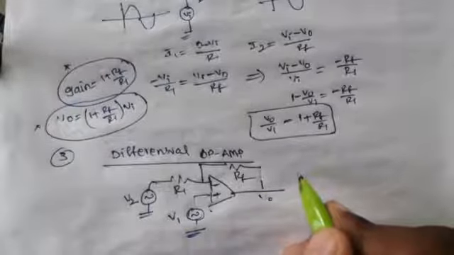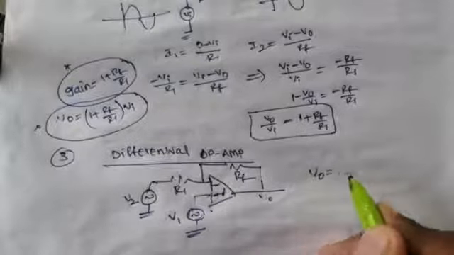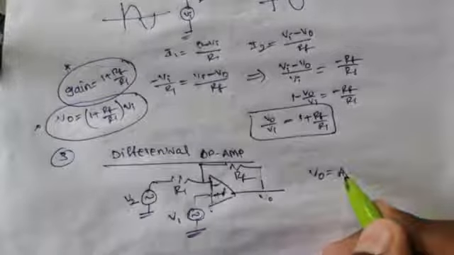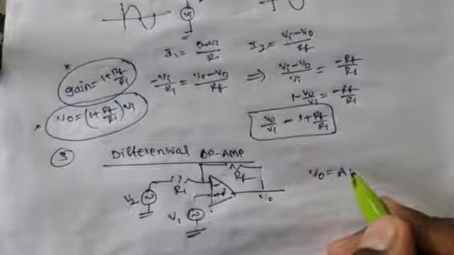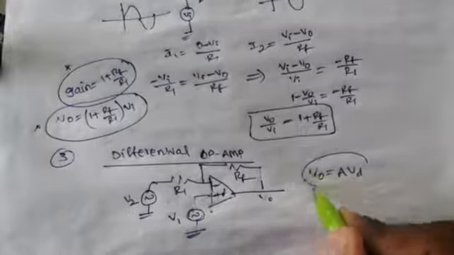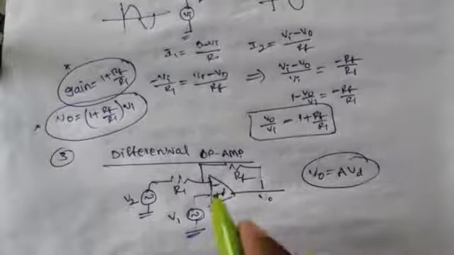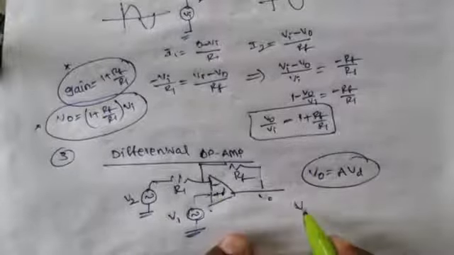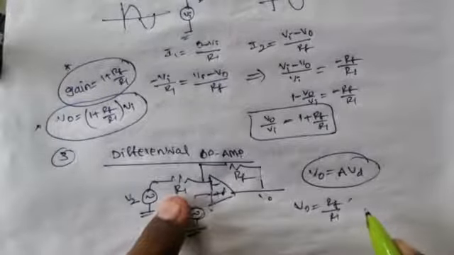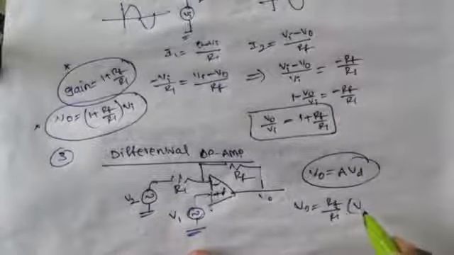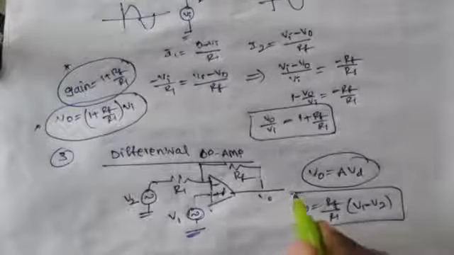Then what is the result here? The output voltage V0 is equal to the gain multiplied with the corresponding differential voltage. This is the open loop mode case. Here, with the feedback path, the output voltage is equal to RF by R1 into the difference between the two input signals, V1 minus V2. This is the output voltage equation.